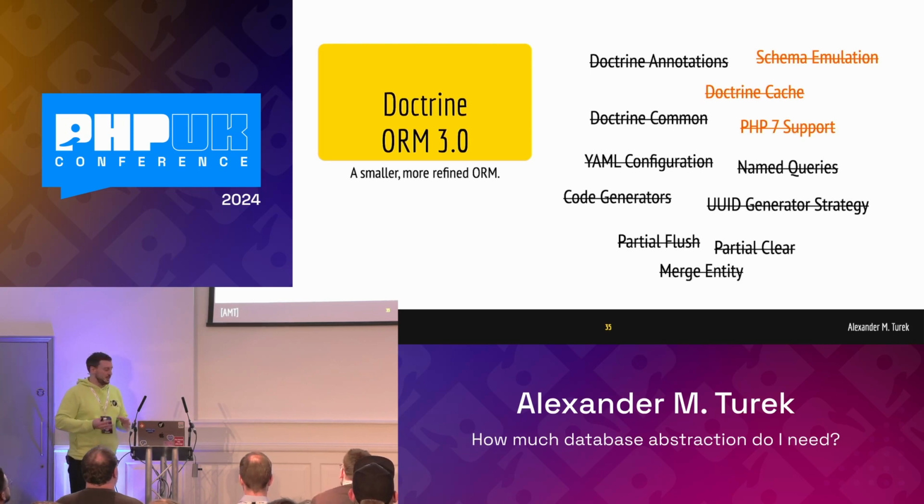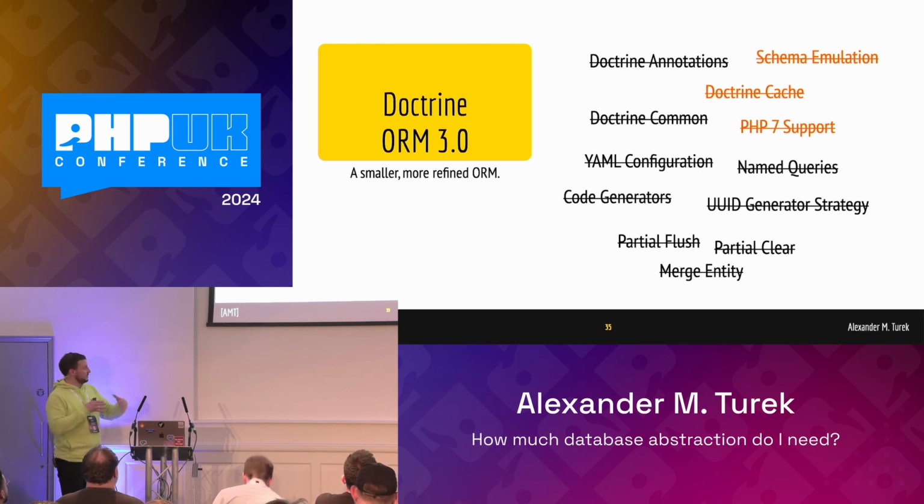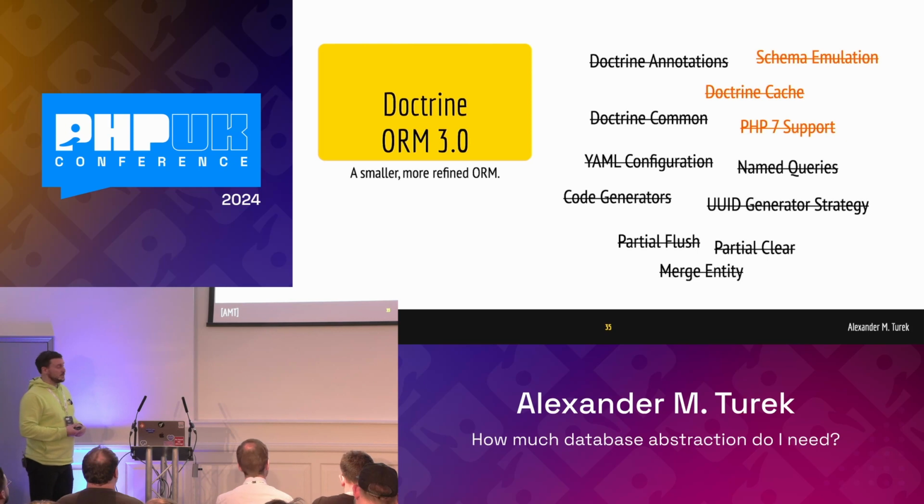If it doesn't work for you, then give us feedback or give Rector feedback, because this was actually our motivation. The existence of this tool was the motivation that we removed Doctrine annotations. Same here, we removed Doctrine cache, we removed PHP 7 support because DBAL also removed it. We removed the Doctrine common library because everything that was in there is not being used anymore. We removed the YAML configuration. So if you want to configure your metadata mapping, please use XML or use attributes.